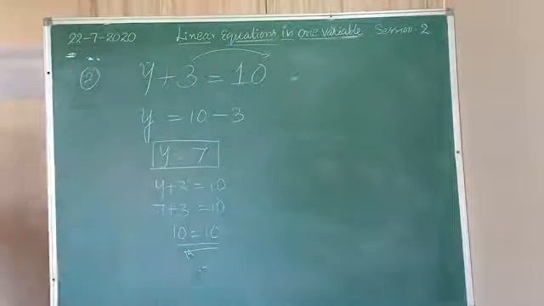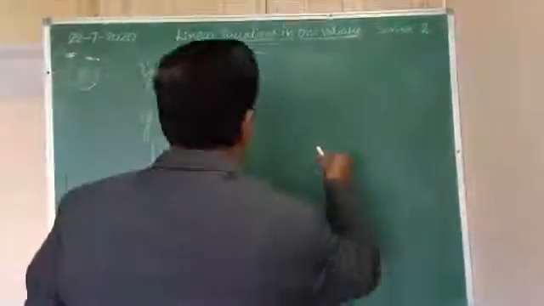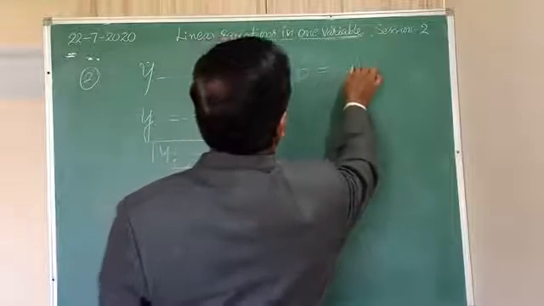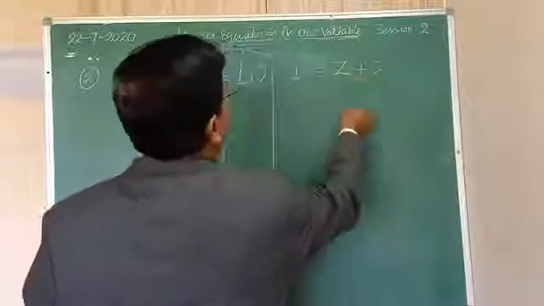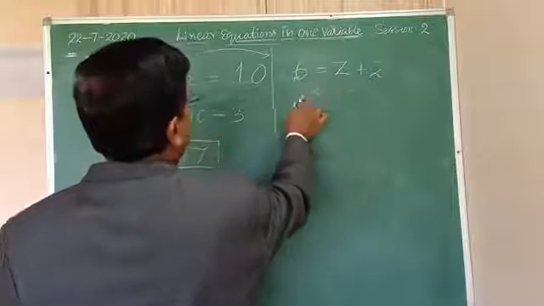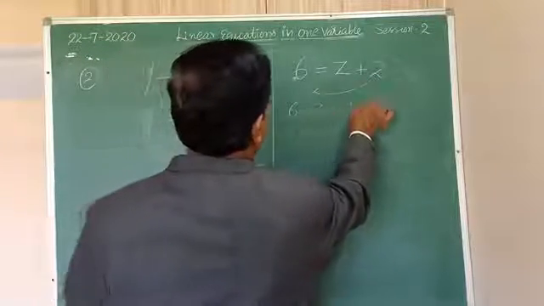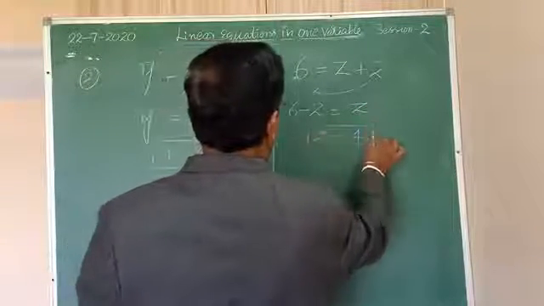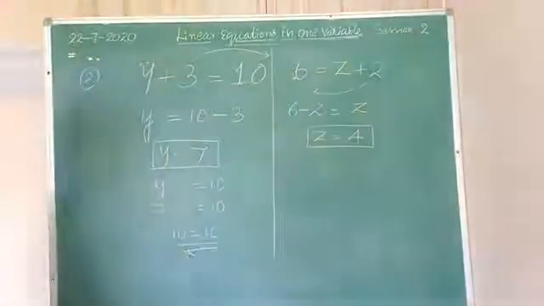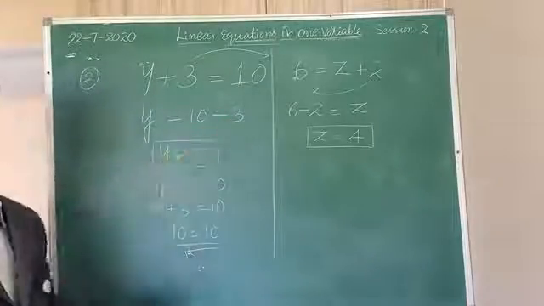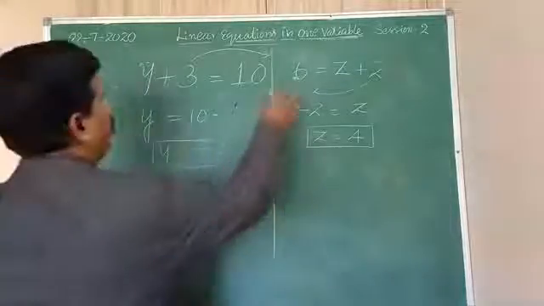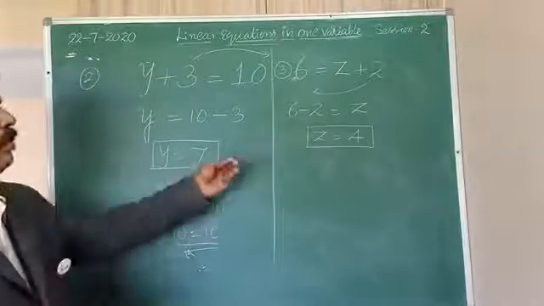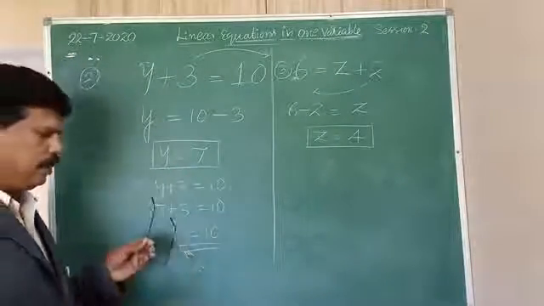Now the third one. 6 is equal to z plus 2. Now shift this 2 to this side. So 6 minus 2 equals z. Therefore z is equal to 4. Clear? This is the third problem. Now the next thing is what? You have to verify for each problem.